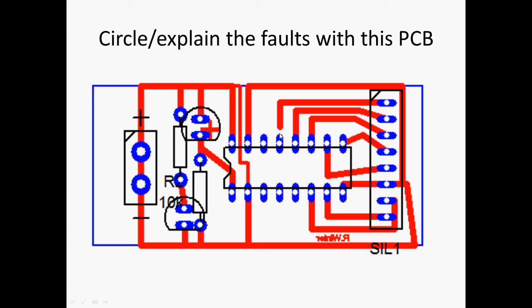We've got a track not connecting here. We've got very thin pads for this chip compared to the size of the hole, so they'd be hard to solder. We've got wonky tracks over here. We've got tracks that are too close. They should have a bit more gap between them.